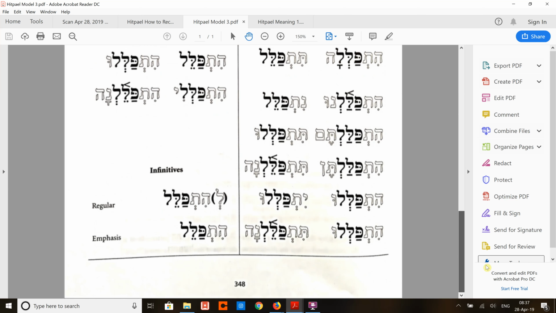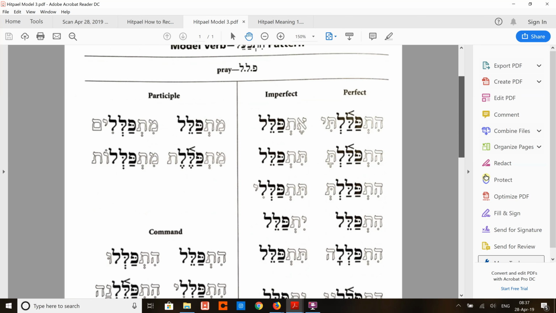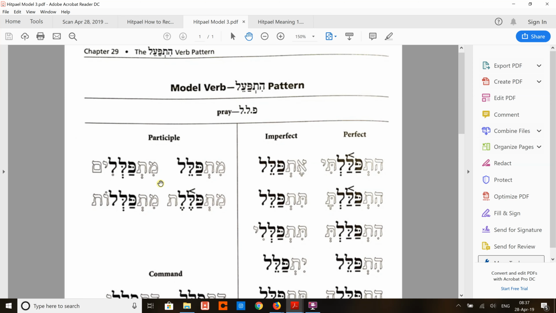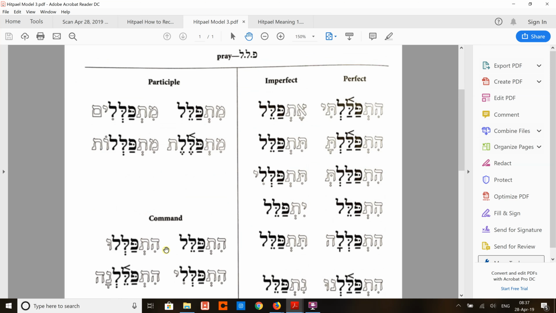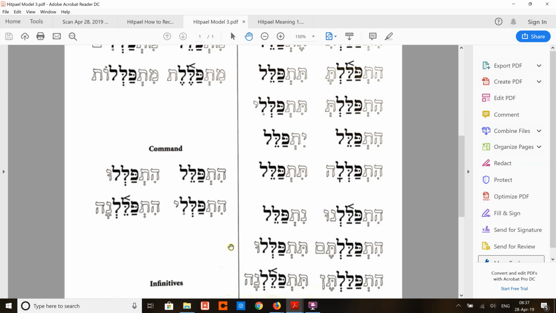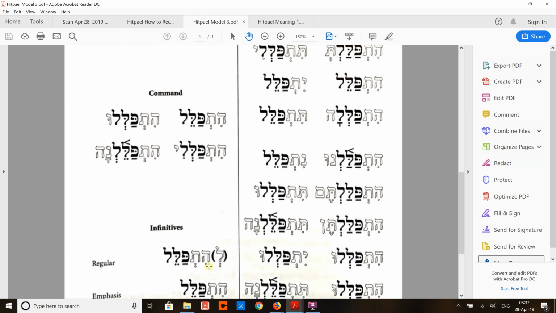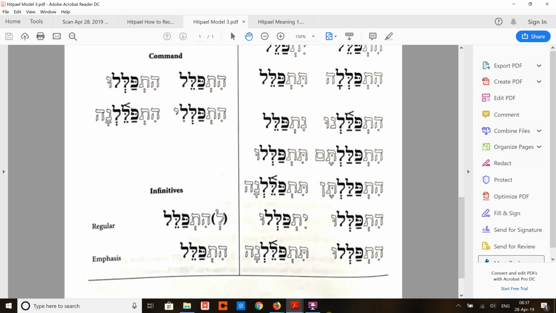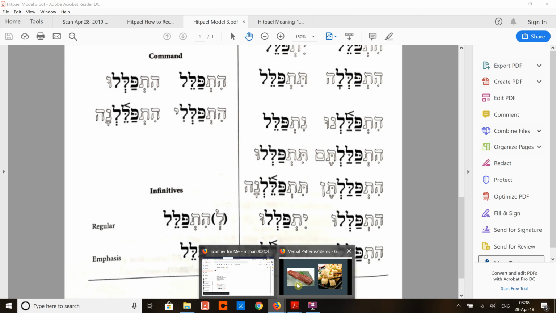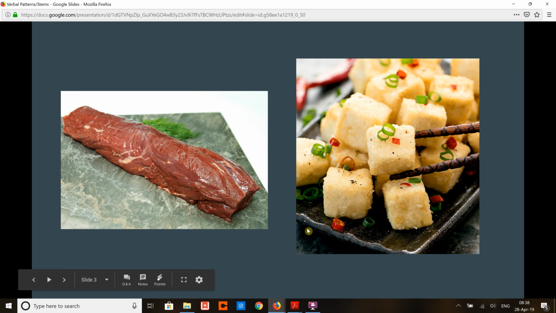As you can see, there's a lot of other stuff there that we didn't really go into: the participles, but again, eat sound, that's there. With the commands, eat sound, that's there. The infinitives, eat and heat. I'm sorry, heat and heat. And so the hitpael is actually one of the easiest in terms of recognition, just because it's so consistent across the different stems. So let's go back to our slide.